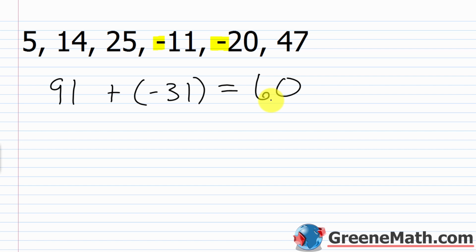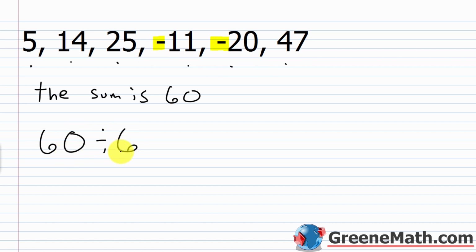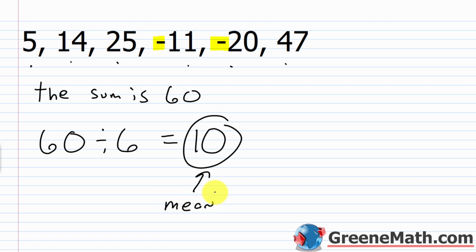Now, I have my sum, and let me just write that that's the sum. The sum is 60. Now I just need to divide 60 by the number of numbers in the group. So 1, 2, 3, 4, 5, 6. So what is 60 divided by 6? That's another easy one to do in your head. That's going to be 10. And so 10 is going to be our mean, or again, you can call that the average.